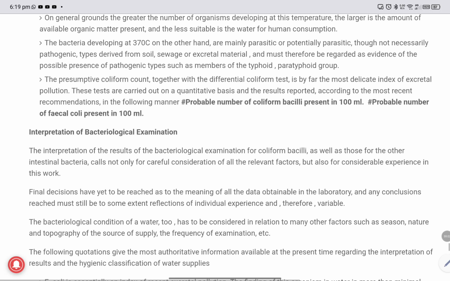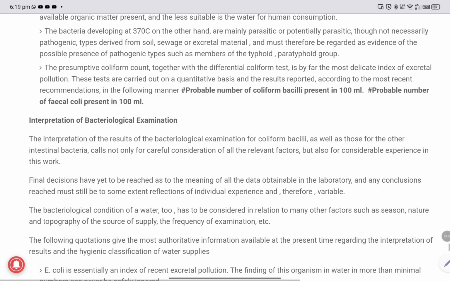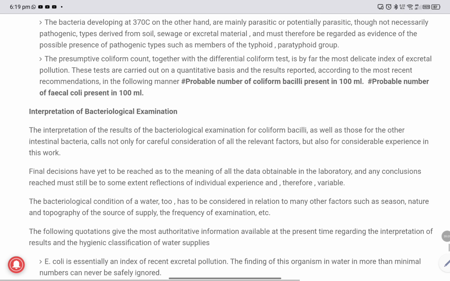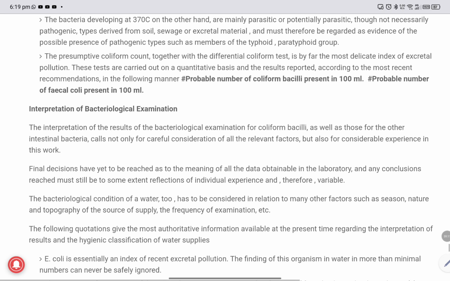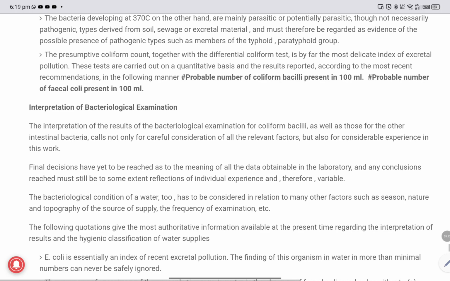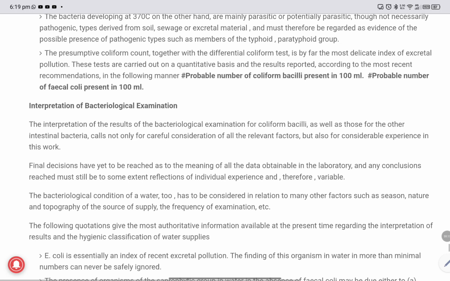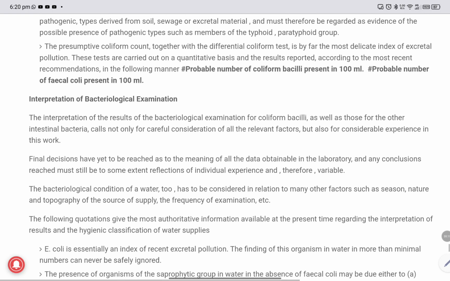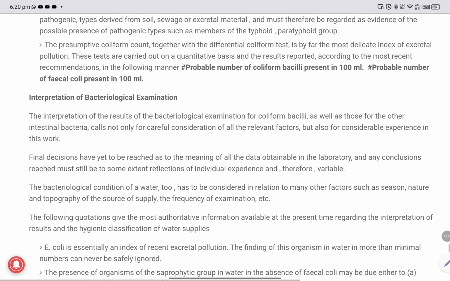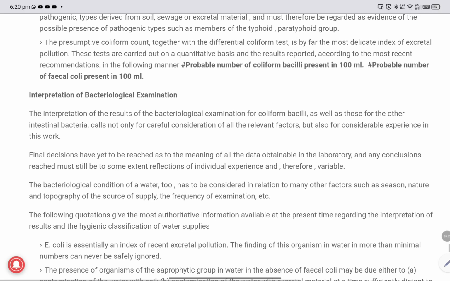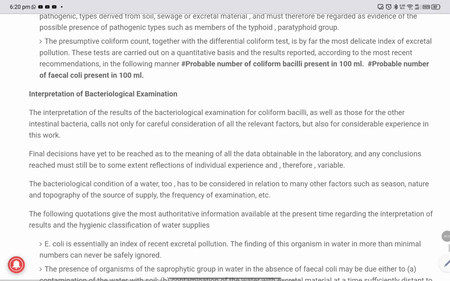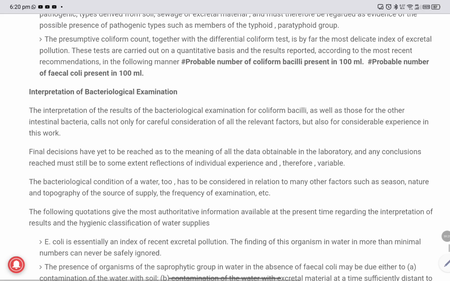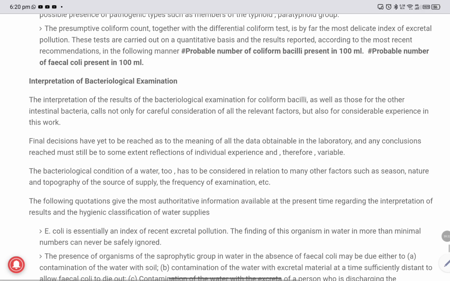The presumptive coliform count, together with the differential coliform test, is by far the most delicate index of excretal pollution. These tests are carried out on a quantitative basis and the result reported according to the most recent recommendation in the following manner: probable number of coliform bacilli present in 100 ml, probable number of fecal coli present in 100 ml, and interpretation of bacteriological examination.